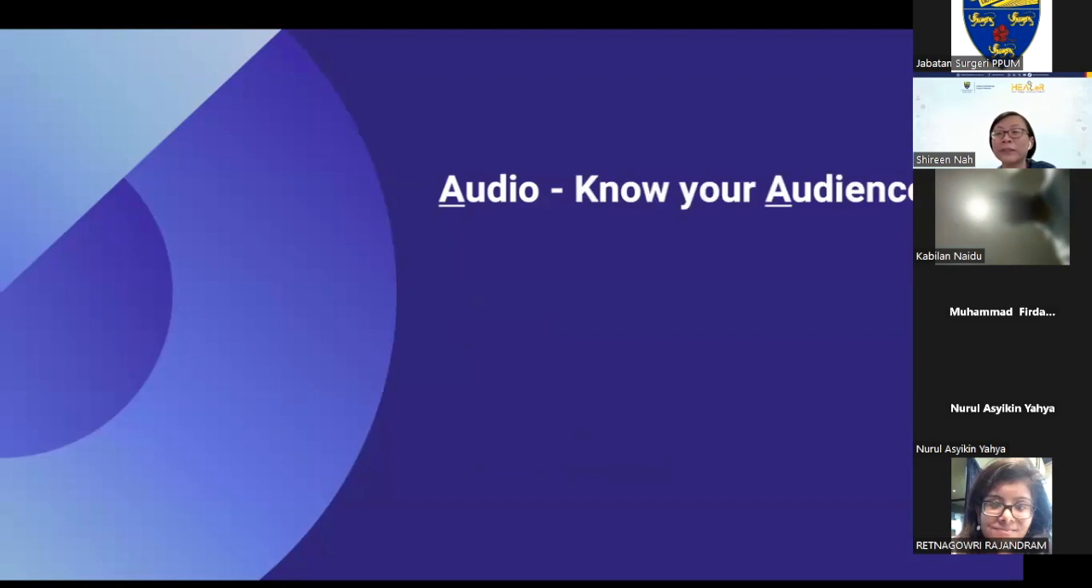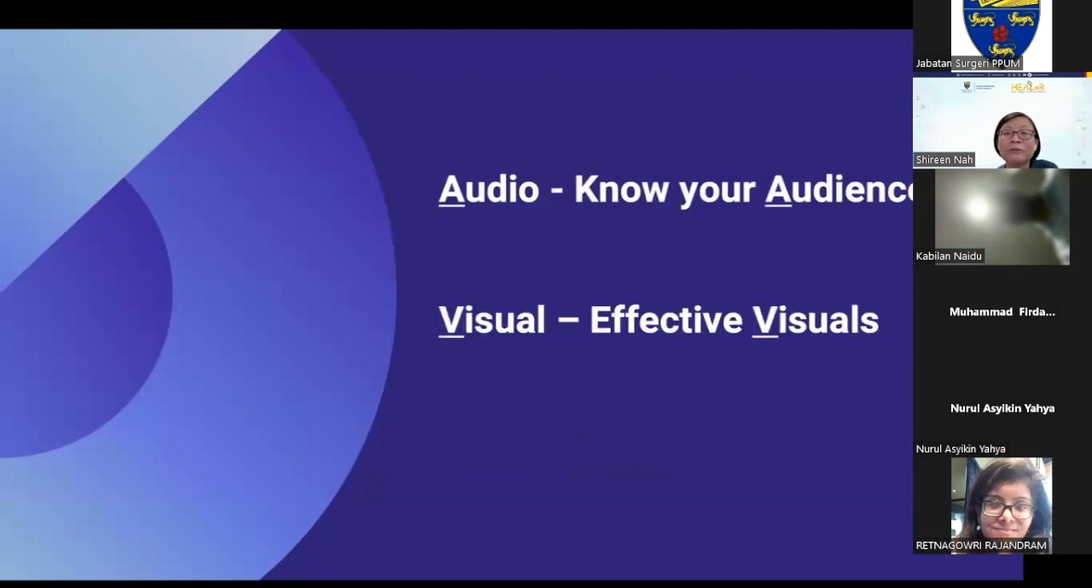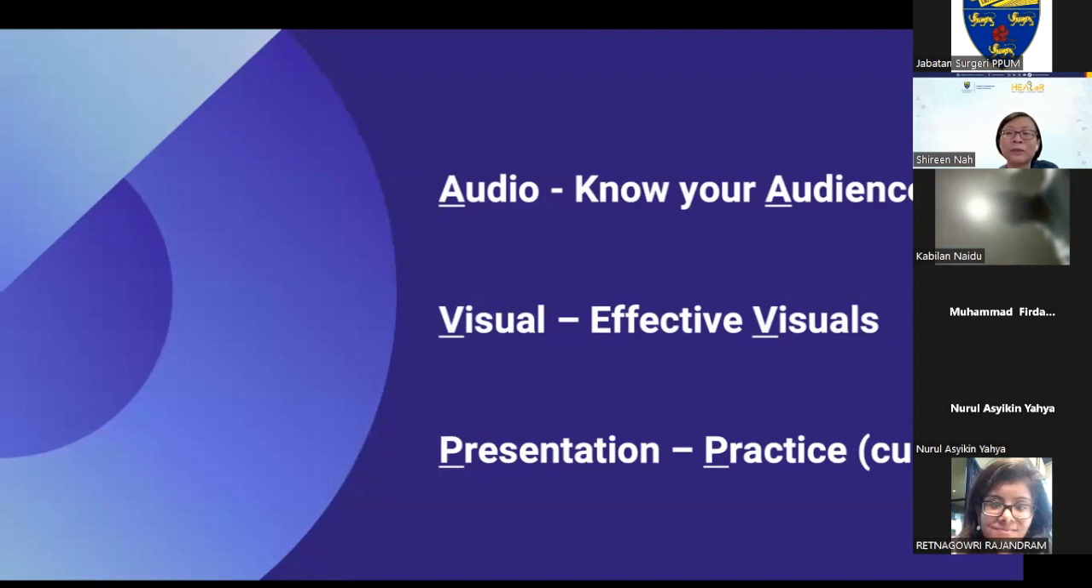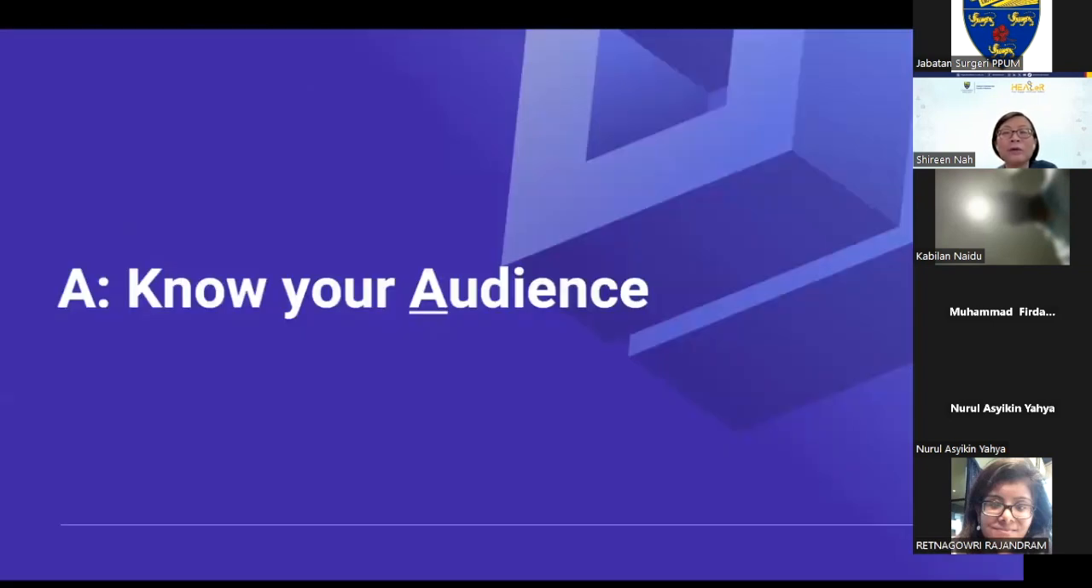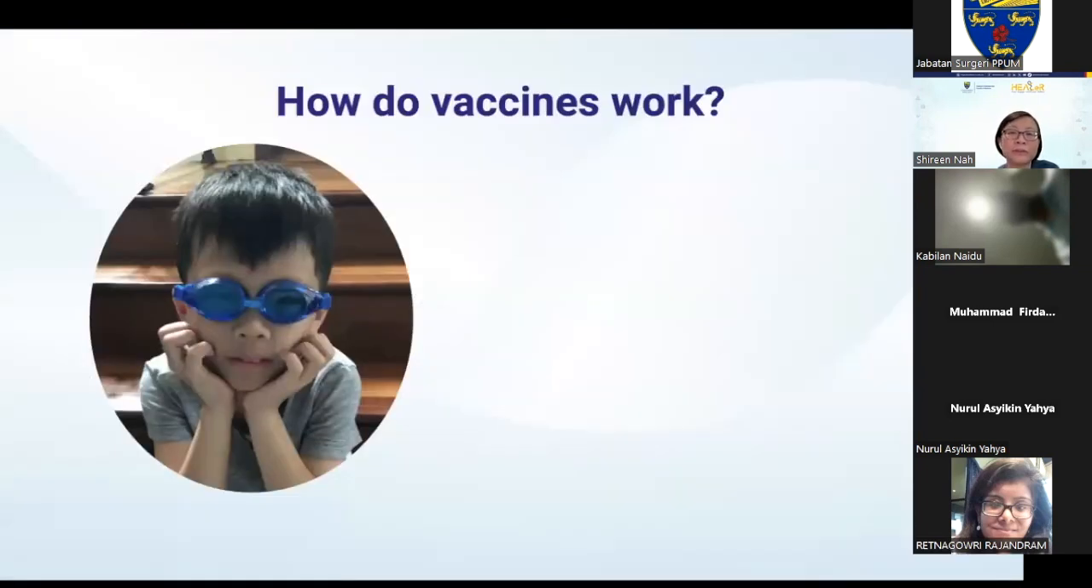Audio means you know your audience. Visual means you have effective visuals. And P, your presentation. Practice cube. What does that mean? It means practice, practice, practice. Nothing replaces practice of your presentation, all right? So what does knowing your audience mean, and why do you need to know your audience?